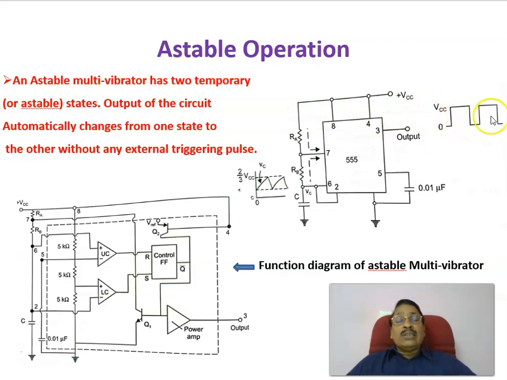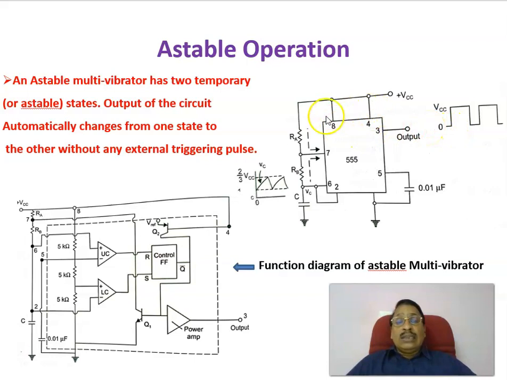A continuous square or rectangular wave as such. The on period and off period you can control, and you can get a rectangular wave output at pin number 3. No triggering is required in the case of astable operation. Once the circuit is fired, it will automatically generate a square wave like this one.